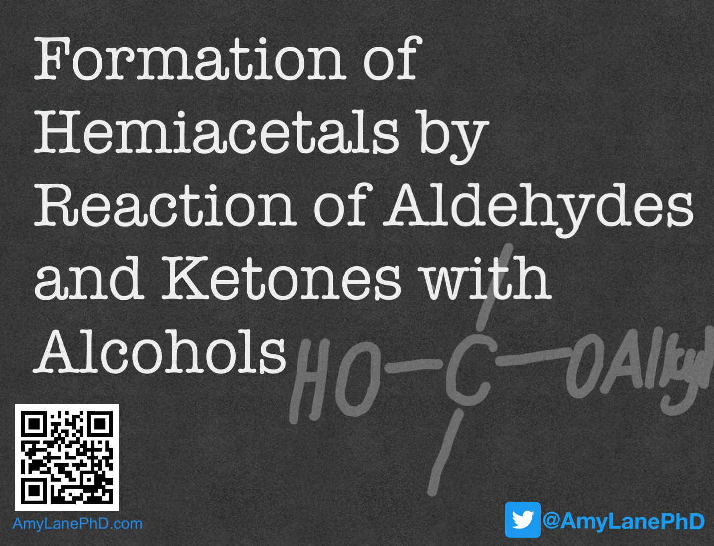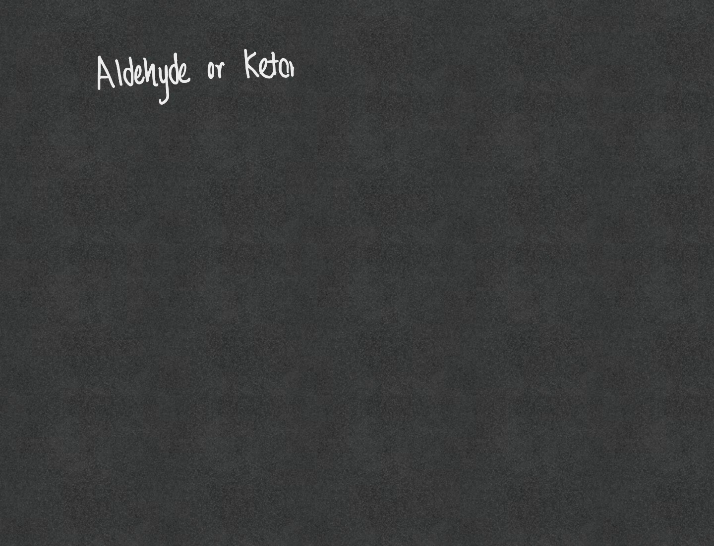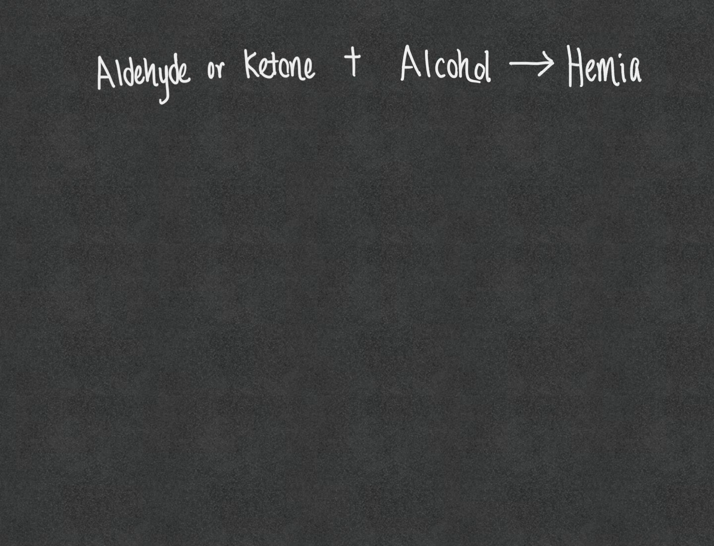Let's talk about how we go about creating that functional group in a reaction product by starting with an aldehyde or ketone reactant. So the general equation here that we will explore is that an aldehyde or ketone reacted with an alcohol will give us as the product a hemiacetal functional group.